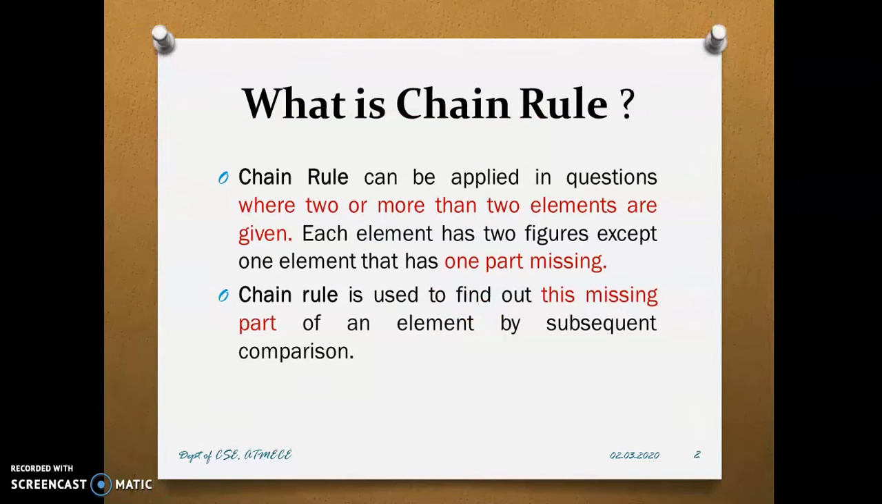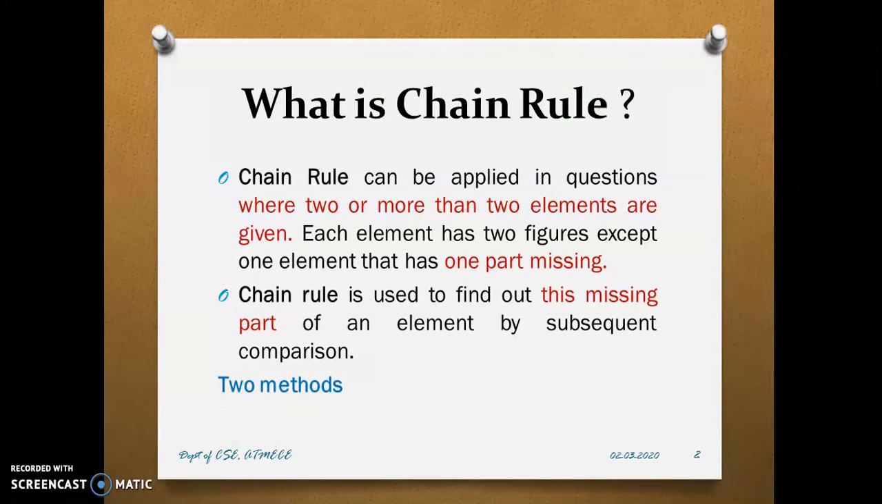Let us see the basics of chain rule. So what is a chain rule? Chain rule can be applied in questions where two or more than two elements are given, where each element has two figures except one element that has one part missing. Chain rule is used to find out this missing part of an element by subsequent comparison.